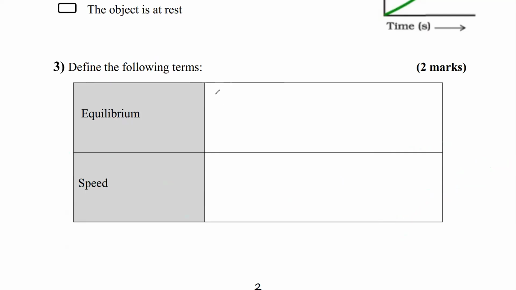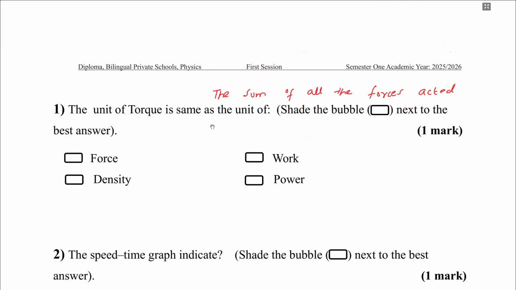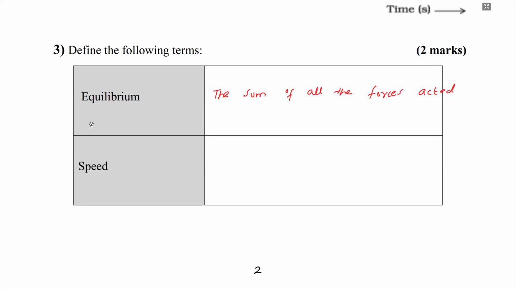The definition of equilibrium is: the sum of all the forces acting on a body is equal to 0.